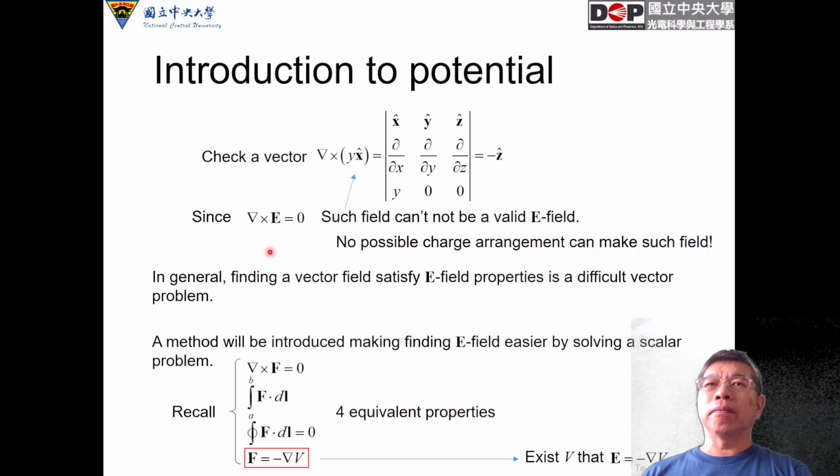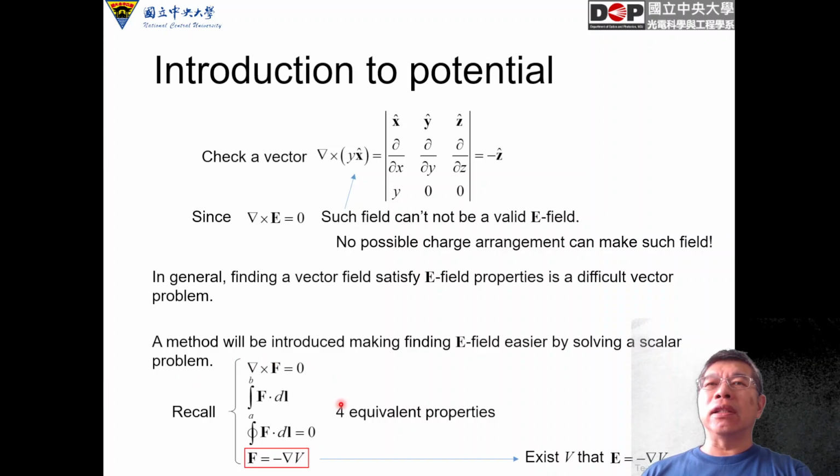Okay, so in general, finding a vector field that satisfies the electric field property is very difficult, and it is a vector problem, so it's very difficult to solve. A method will be introduced here to make finding the electric field much easier by solving a scalar problem. That is the potential.